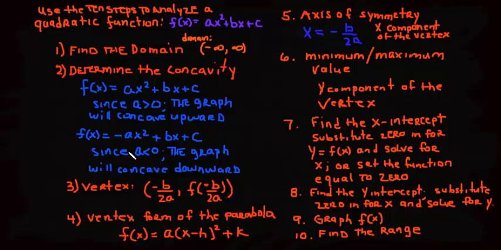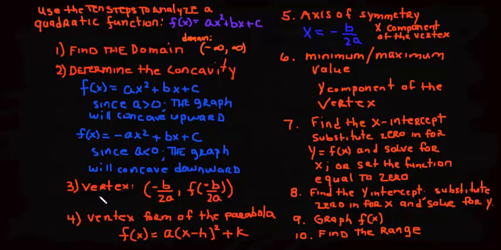And we see that less than 0 means basically when you have a negative value for the coefficient, for the leading coefficient of the leading term. Up here is a positive coefficient for the leading term. So a greater than 0 will have a graph that concaves upward. When a is less than 0, you have a graph that will concave downward.